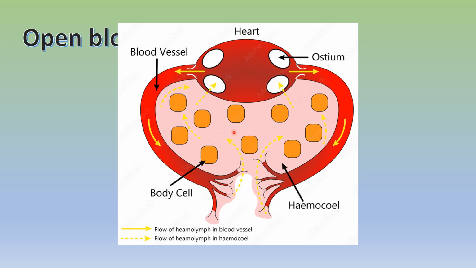So here is a simple diagram to show us. Here's our heart. Blood is being pumped into our blood vessels in two directions. It enters the hemocoel, and here it says body cell, but it could be an organ as well. It enters this cavity, and the organ or the cells become submerged in the blood. That is the key part: it leaves a blood vessel and enters a cavity.